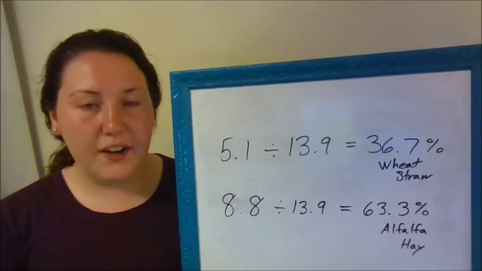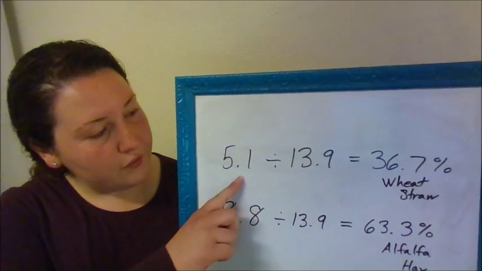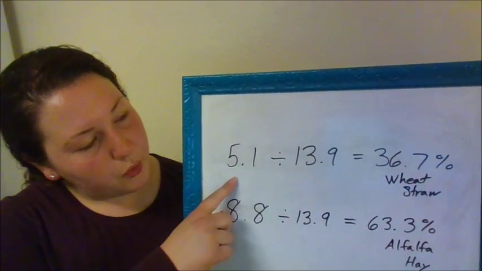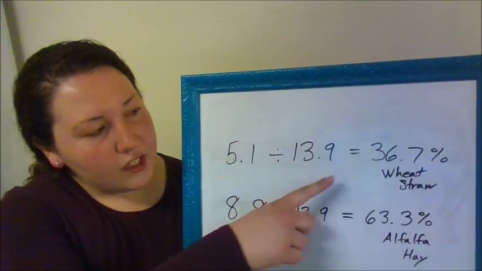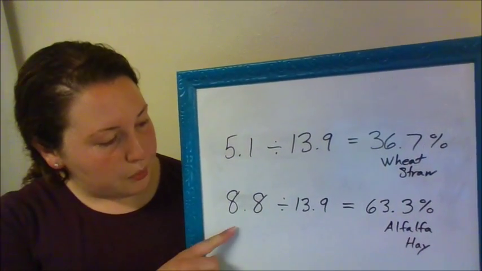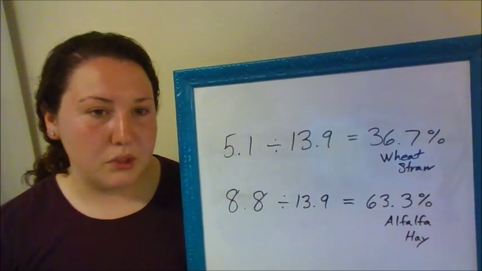Part 6 is finding the percent of the 2 feeds needed by dividing the part of the feed by the total parts. Now 5.1 divided by 13.9 gives you 36.7% wheat straw. And 8.8 divided by 13.9 gives you 63.3% alfalfa hay.